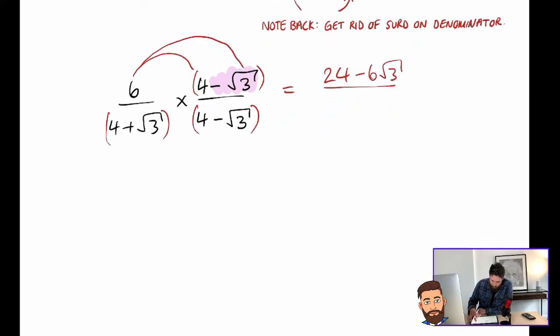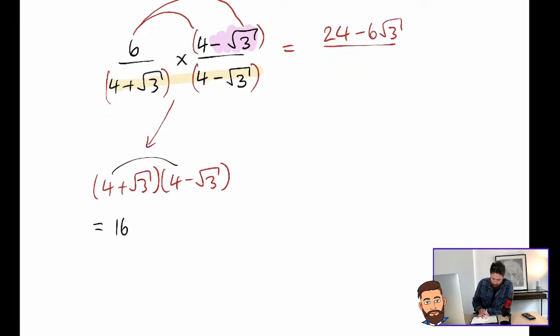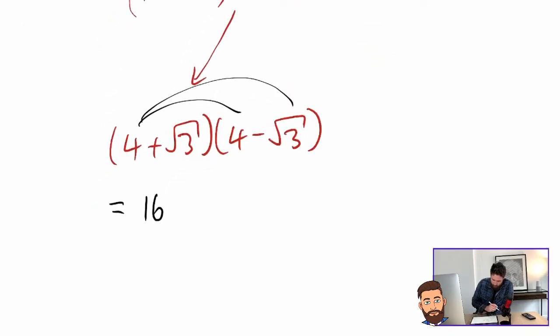The bottom, you've seen already today in the starter. What I'm just going to do, and I like to do this, is I'm just going to take the bottom and I'm just going to do it off to the side. So I'm going to take this denominator, I'm just going to do it off over here, so I've got a bit more space. So I'm just going to copy it out, just so I can clearly put my lines in. So 4 times 4, 16. 4 times minus root 3 is minus 4 root 3.